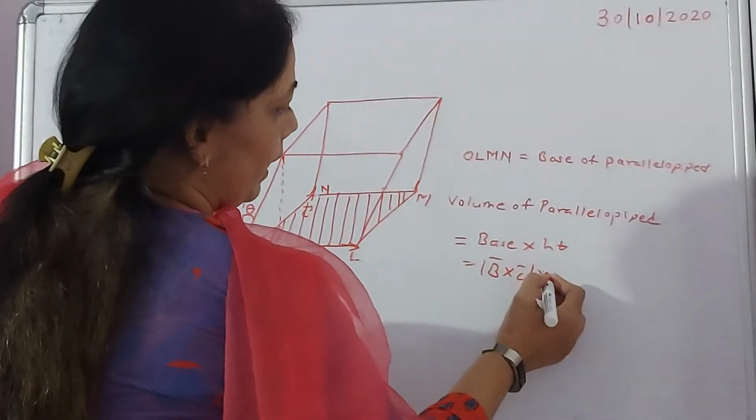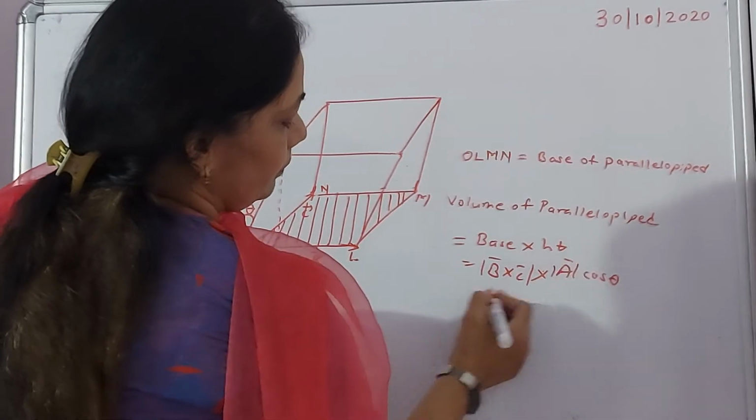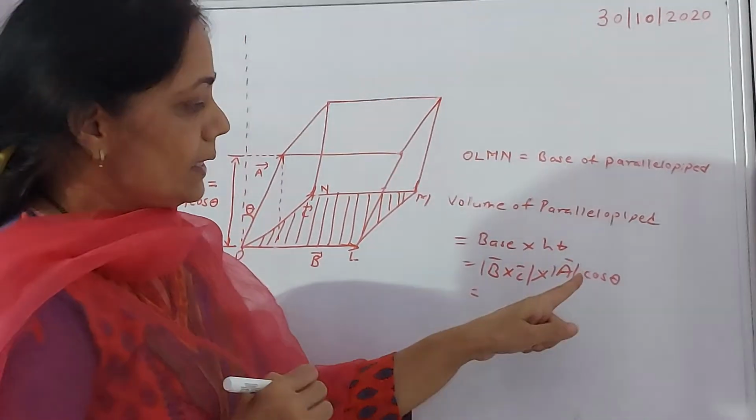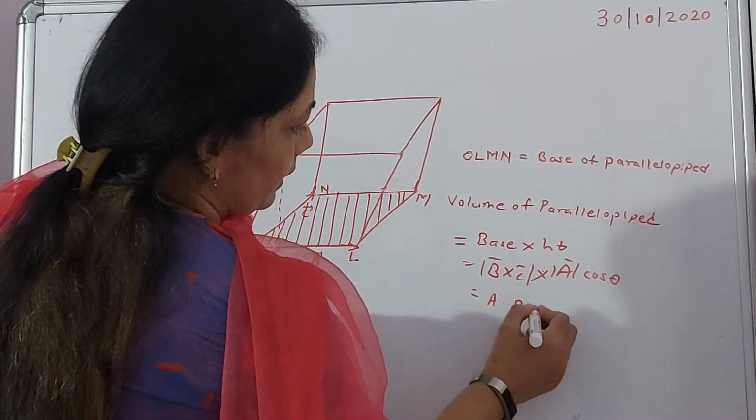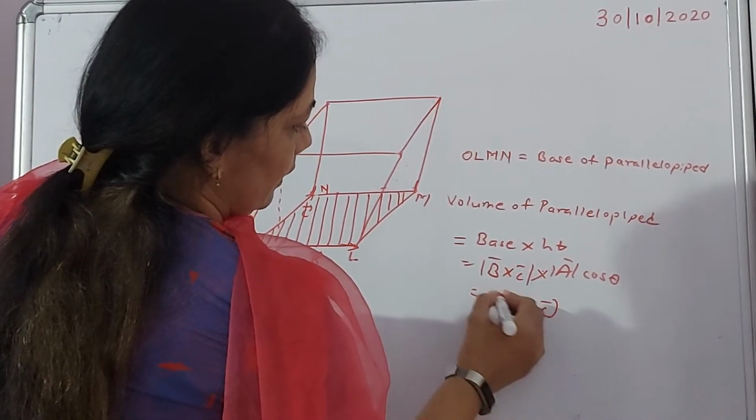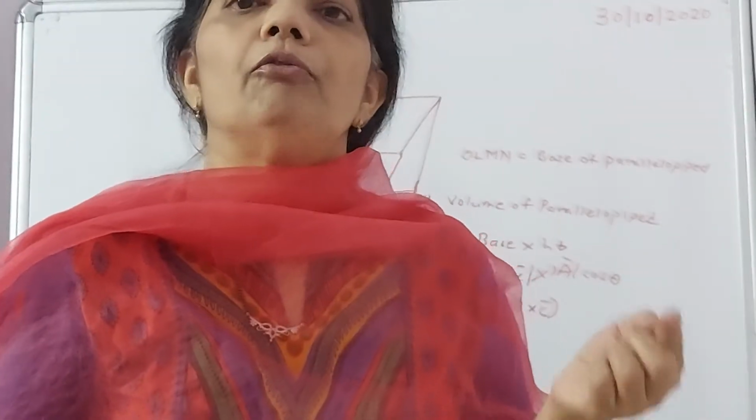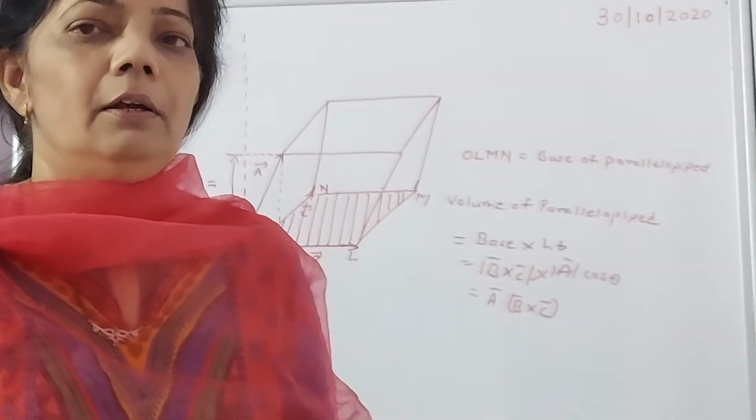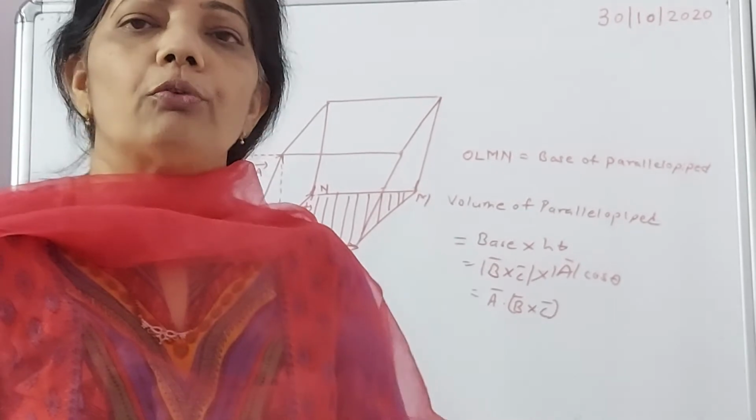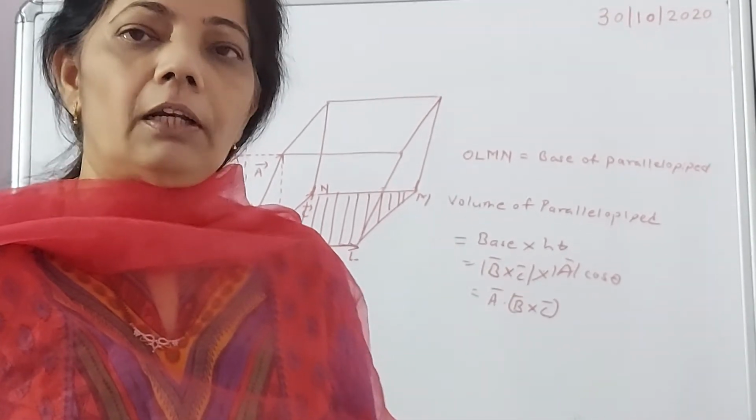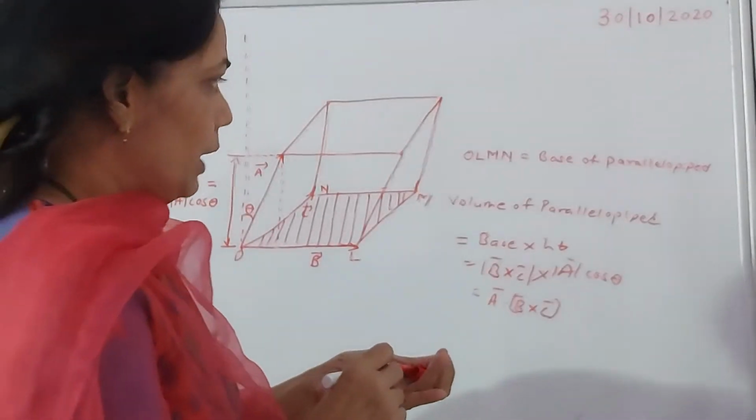Correct? And what is my height? Height is A cos theta. Correct? The moment I say A cos theta, this is nothing but A dot B cross C. That's the reason the scalar triple product represents the volume of the parallelepiped. One shouldn't have this difficulty. That's what I thought. I should repeat it again for everybody before I go to the next topic, which is the vector triple product.